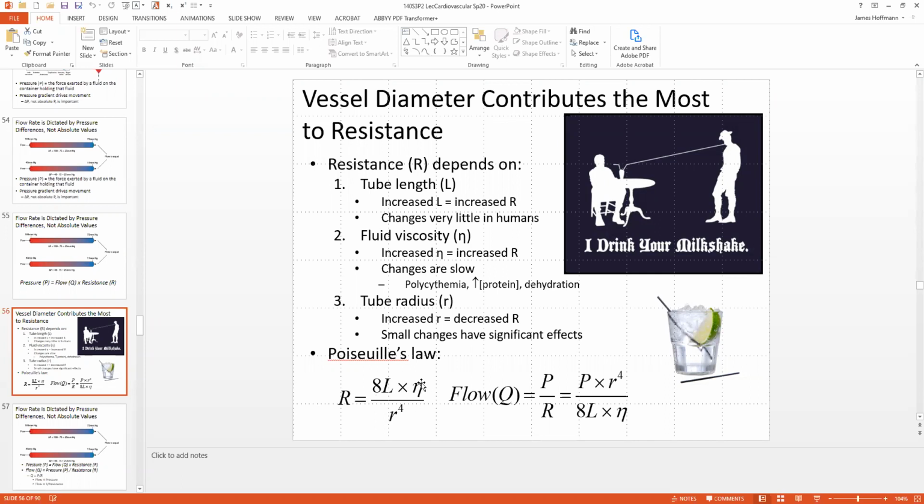The η, that handwriting N thing, is viscosity. They don't like to use V because that's like velocity and things in science, so they use that weird N. It's the Greek letter eta. So that's viscosity. Viscosity is basically the thickness.